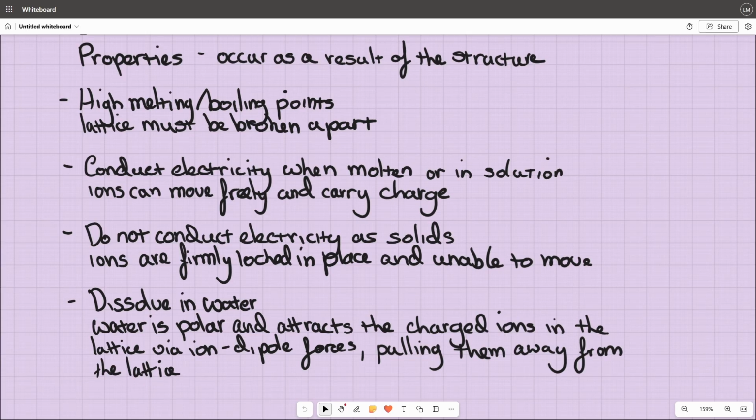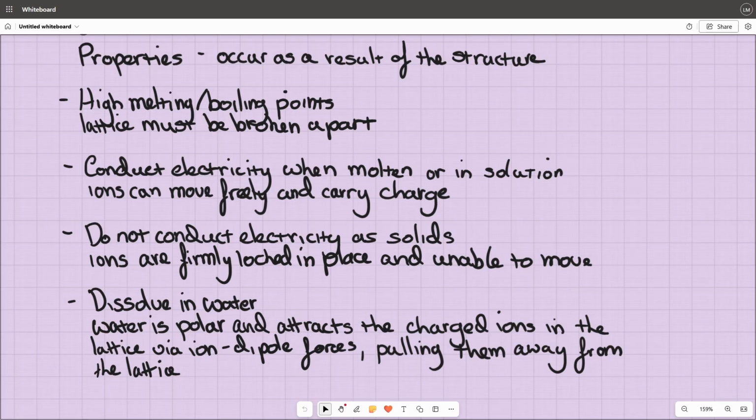The second is that they can conduct electricity when molten or in solution. This is because the ions can now move freely, and that means they can carry charge. And this leads on to the third property, which is that when they are solids, they don't conduct electricity. And this is because the ions are firmly locked in place, which means they're unable to move and therefore can't carry charge.